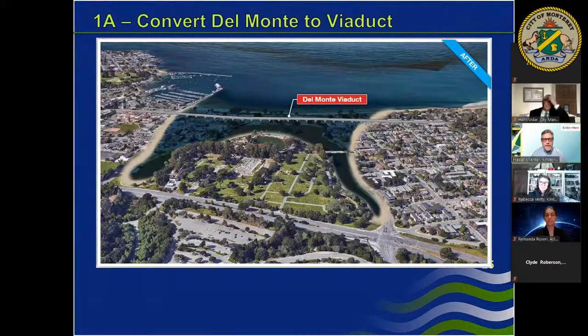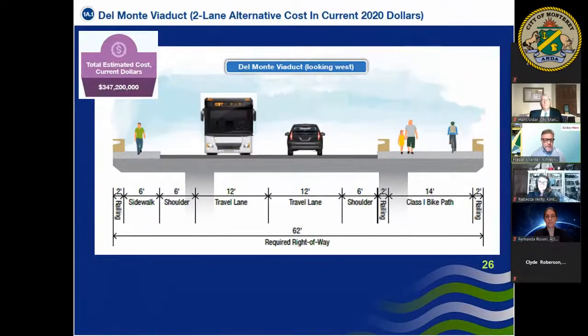So the first alternative is to convert Del Monte into a bridge or a viaduct that would cross the beach. Next slide, please. It would basically start at Sloat and end about where the tunnel is, above, not in the tunnel, but above ground. So this can be constructed as a two-lane facility, plus then, of course, the Monterey Bay Scenic Trail and sidewalks. The cost of this kind of structure is estimated at about $350 million. A big element of the cost is also utilities. Del Monte is a major carrier of the city's utilities. Those would also need to be relocated and installed in this bridge structure.